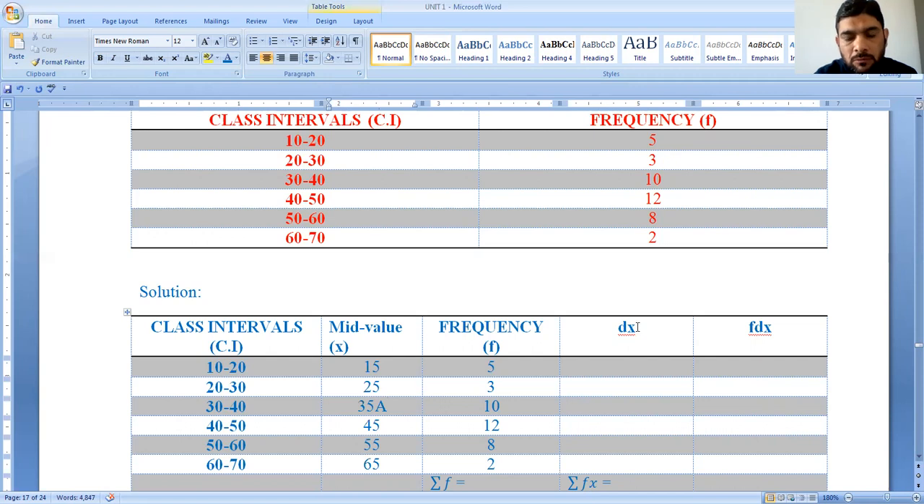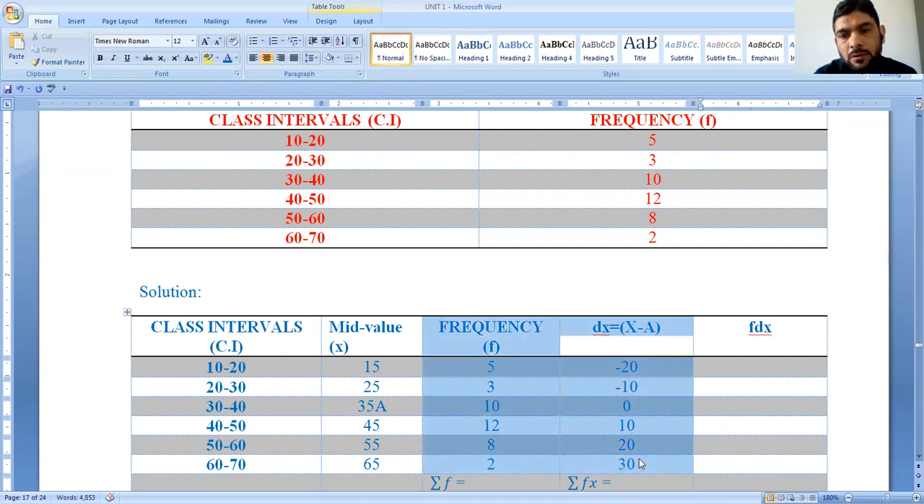So dx is equal to x minus a. What we have to do? We have to subtract 35 from these mid values. First one is 15, 15 minus 35, that is minus 20. Next is 25 minus 35, that is minus 10. Next is 0, then 10. Upper values will be negative as 35 is greater. Next is 20 and 30.